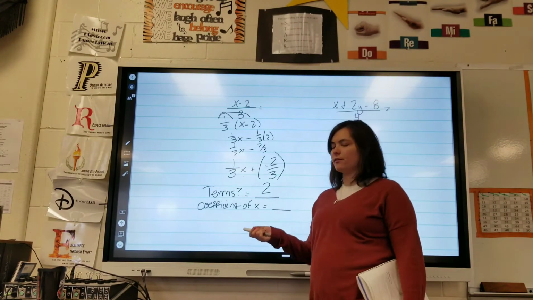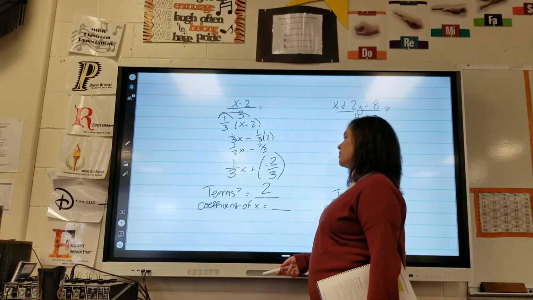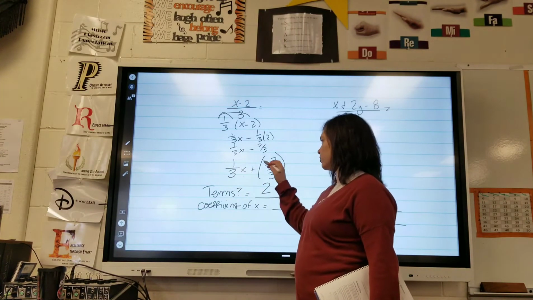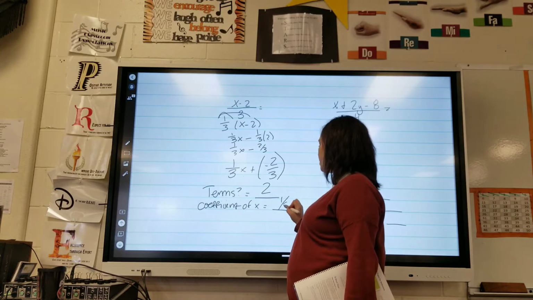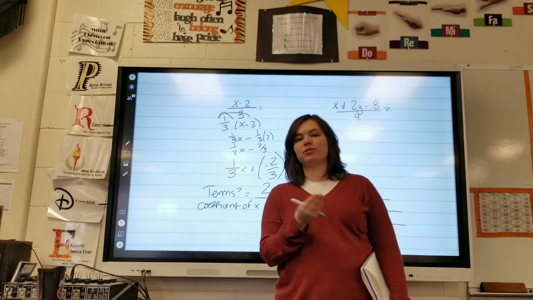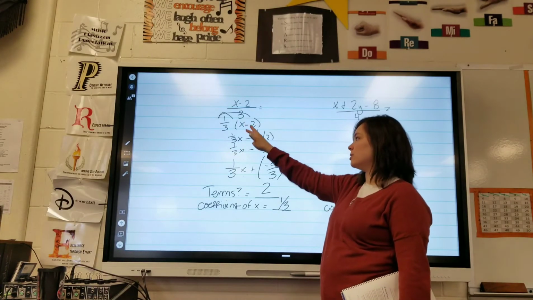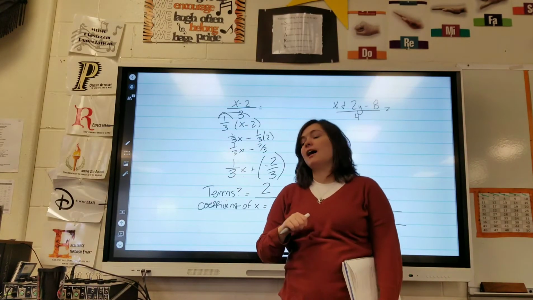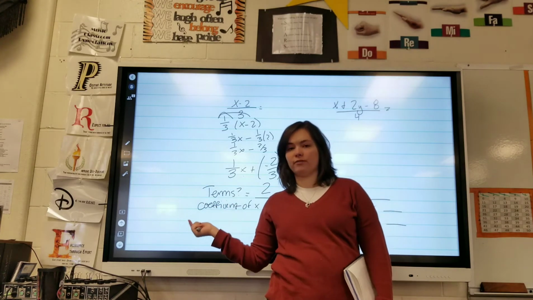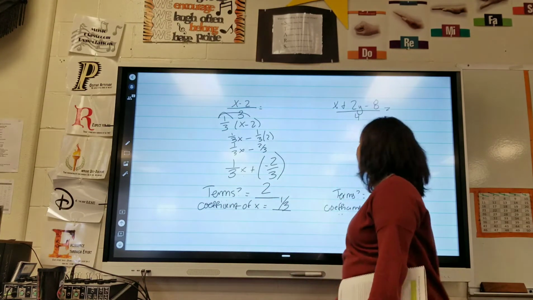But the coefficient of x comes before x. So in this case, the coefficient is not -2/3, it's 1/3. Okay, you're going to need to be able to do this in your homework. You're going to need to be able to simplify using these steps. So I use distributive and additive inverses, and then find the terms and find the coefficients. I'll do a few more examples.